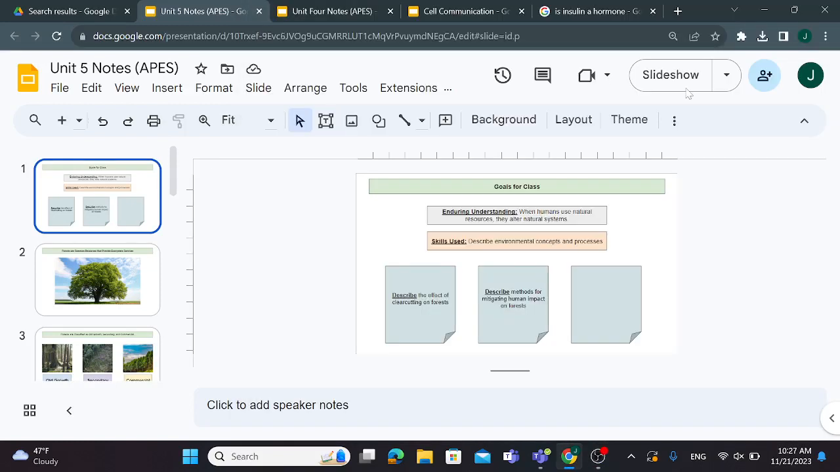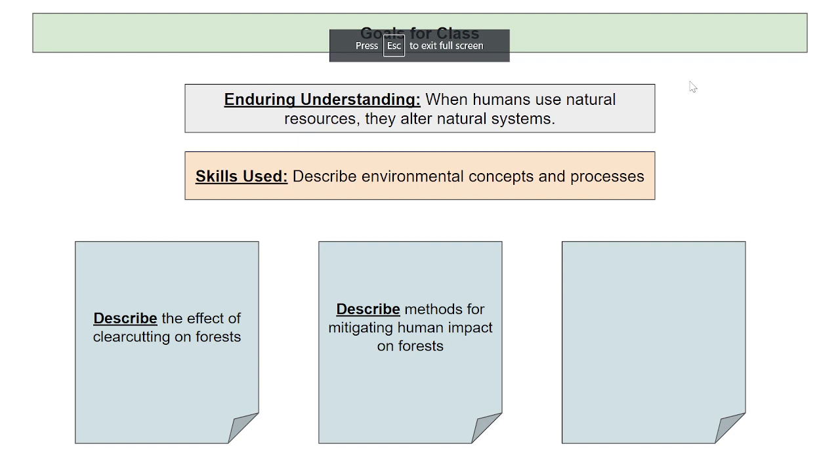All right, hello everybody. We're going to go ahead and start with Unit 5. This will be our first topic in Unit 5. There's a lot of different things we're going to be talking about. This is a very long unit, but the first environmental concept that we're going to talk about is deforestation.